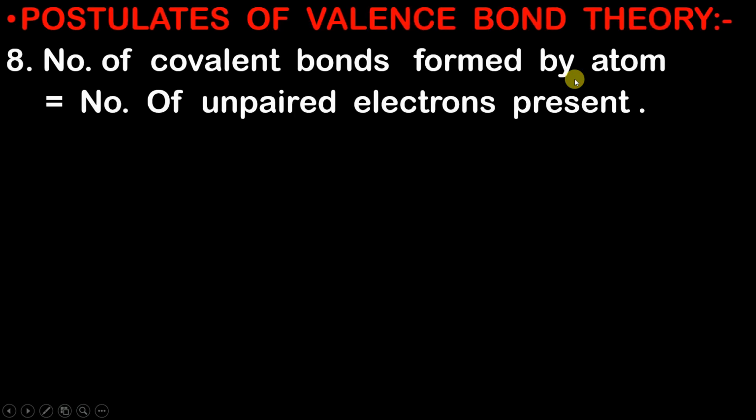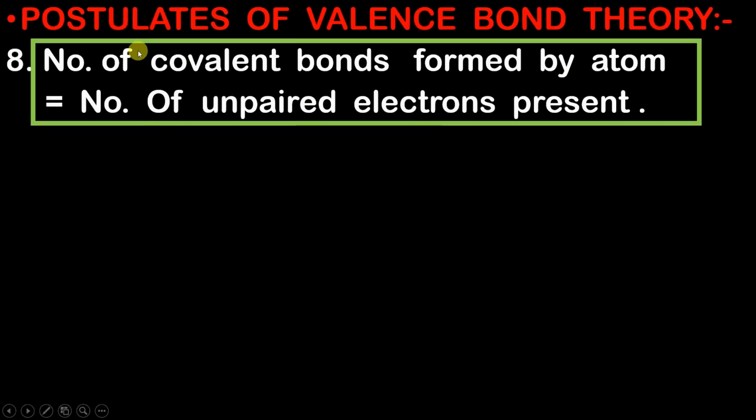Now moving on with the eighth postulate. The eighth postulate tells us that the number of covalent bonds formed by an atom is equal to the number of unpaired electrons present. Now what is the meaning of this? So let us understand with the help of an example.